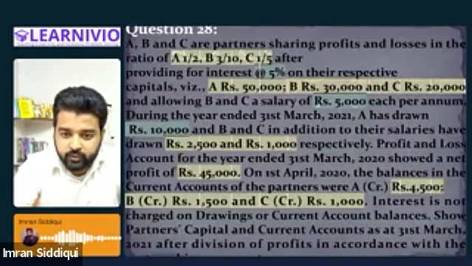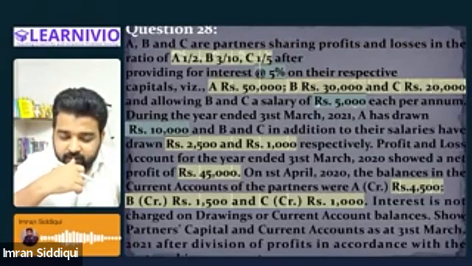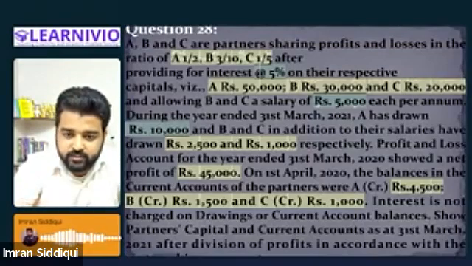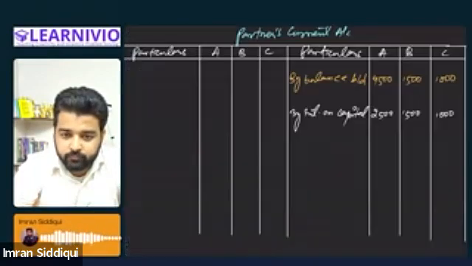Apart from the drawing, what else have we been given in the question? A has drawn 10,000. B and C, in addition to their salary, have drawn 2,500 and 1,000. So there is some information regarding the salary of B and C as well. So let's first treat the amount of salary. It says B and C's salary is 5,000 each per annum.